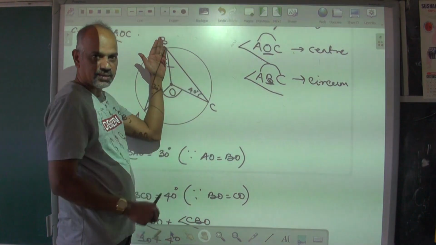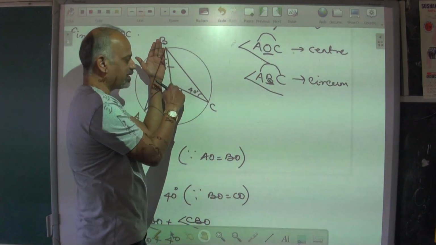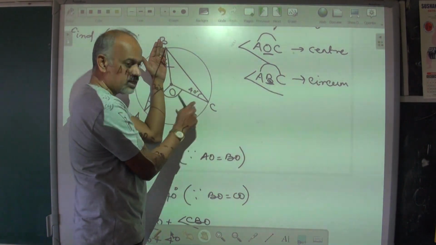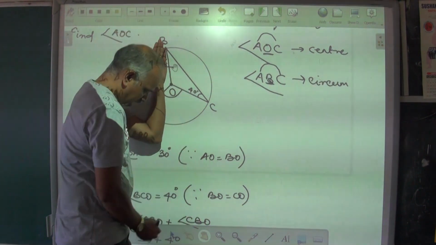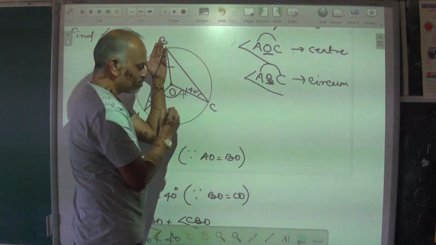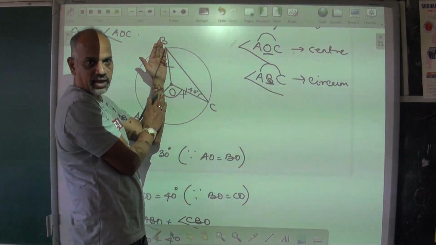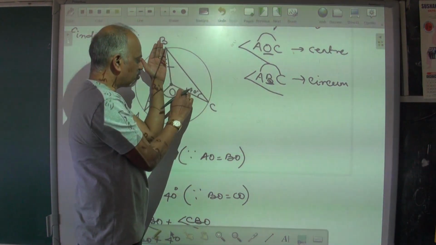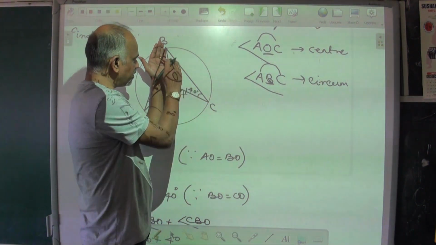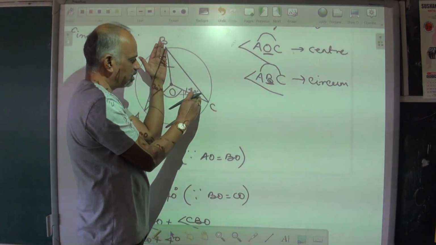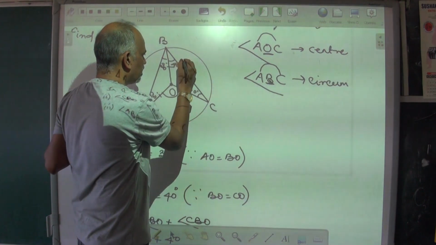Let's go to the second triangle. In the second triangle, OB is the radius, OC is also the radius, which means they should be equal. So this and this must be equal. This triangle also becomes an isosceles triangle. Two sides are equal, so two angles also must be equal. If this is 40, this must be 40 degrees.